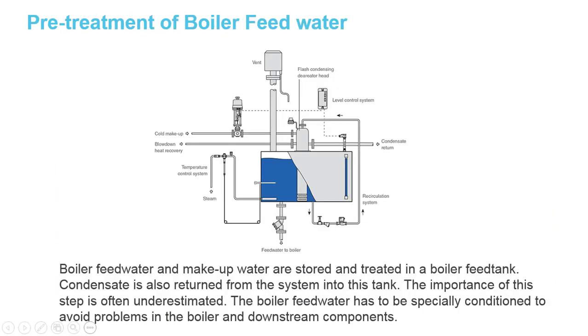Pre-treatment of the boiler feed water. Boiler feed water and backup waters are stored and treated in a boiler feed tank. Condensate is also returned from the system into this tank. The importance of this step is often underestimated. The boiler feed water has to be specially conditioned to avoid problems in the boiler and downstream components. The picture is self-explanatory for this pre-treatment of the boiler feed water.